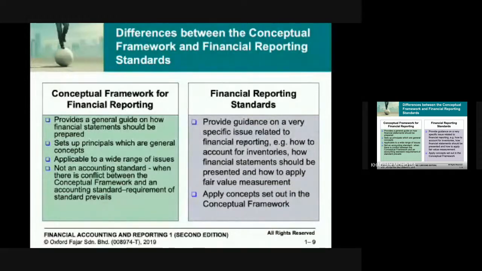So for example, it says that, okay, the financial statement should be understandable. So how do you make sure it's understandable? So that is how the standards lay out how it should be done. All right? And of course, the financial reporting standards apply concepts as set out in the conceptual framework. They use the conceptual framework as a guideline in coming up with the financial reporting standards.